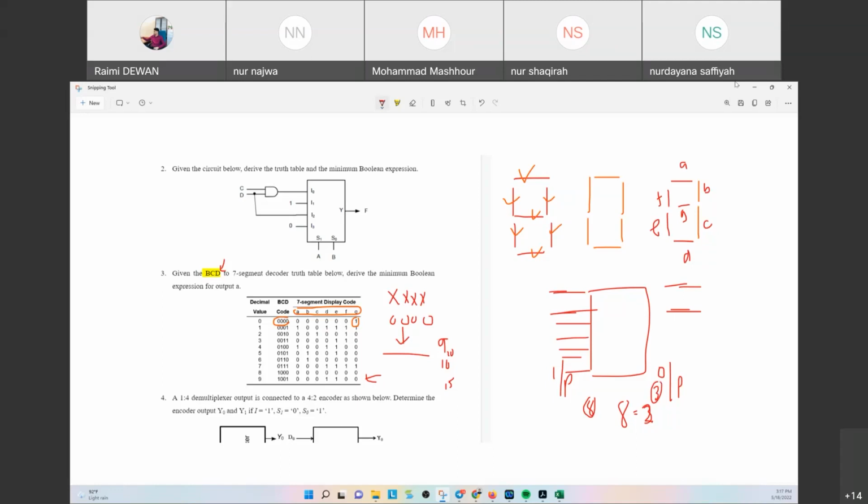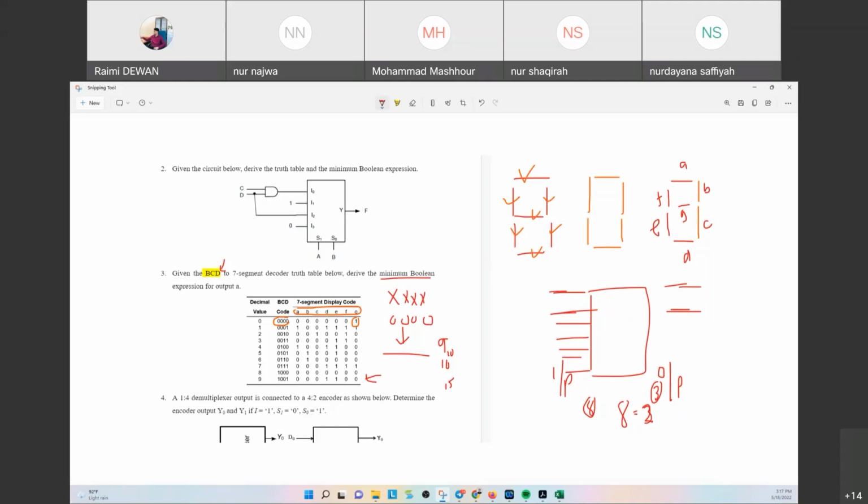Okay, now the next thing is you need to know this first. You need to understand the decoder and encoder first, and after that, derive the minimum Boolean expression for output A. So if it is minimum, what should you do? I'm asking you now, brainstorm. If they ask for a minimum Boolean expression, what should you do? Can you respond at Webex?